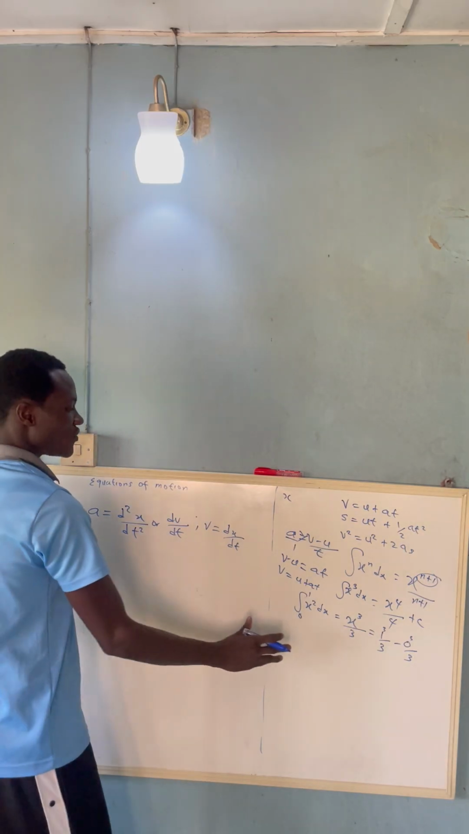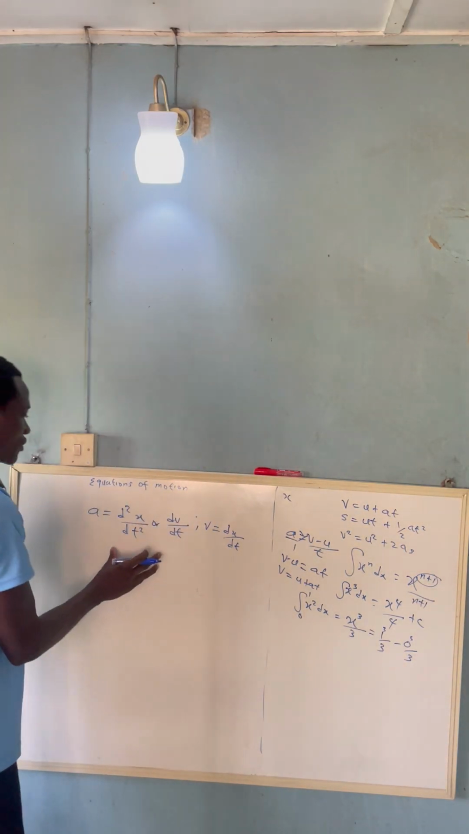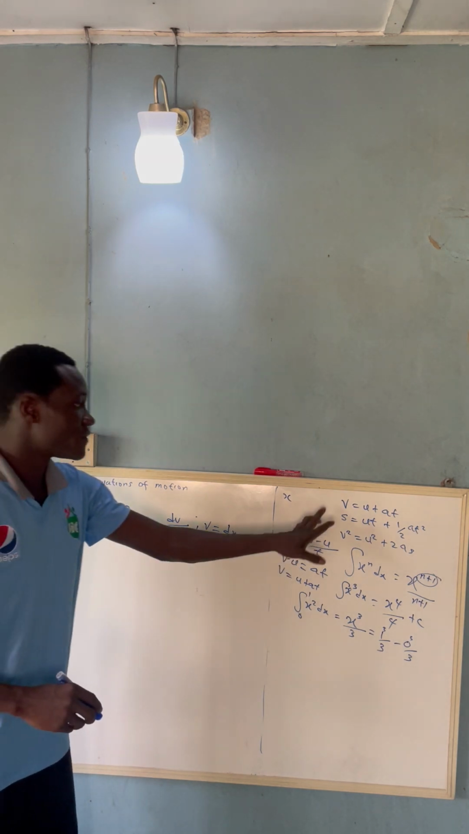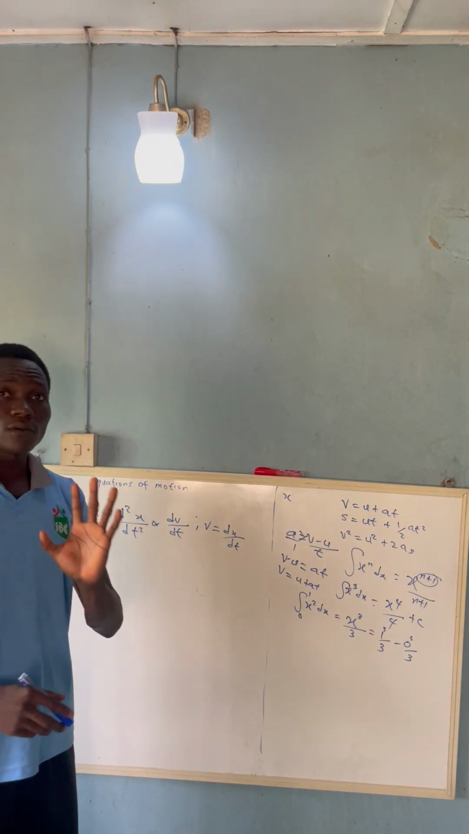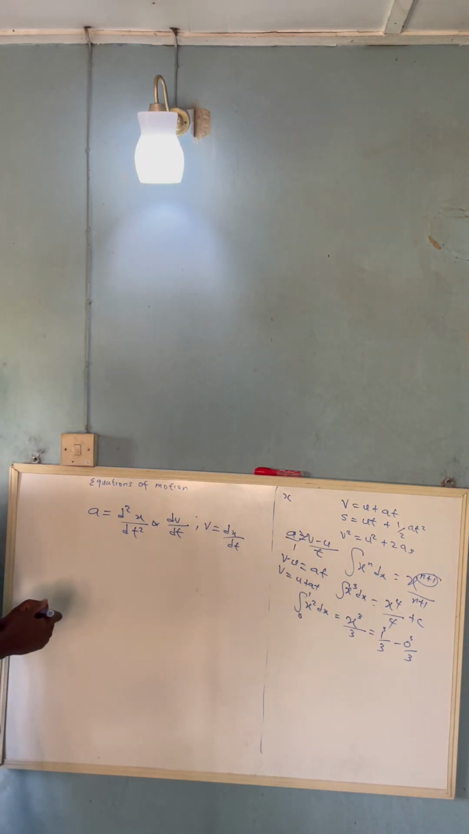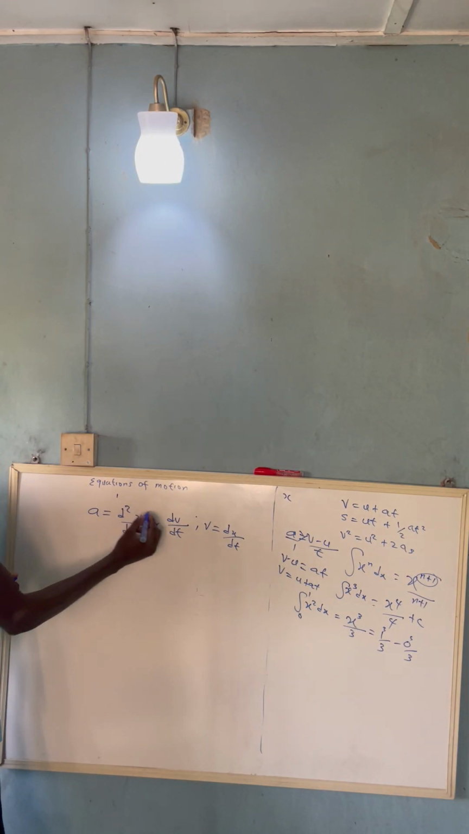So we are going to be using this tip to solve questions here. Now let's go with the first one. Remember, I said the first equation of motion was gotten from the formula of what? Acceleration. So which of the acceleration formulas are we going to use? Is it this one? Is it this one?